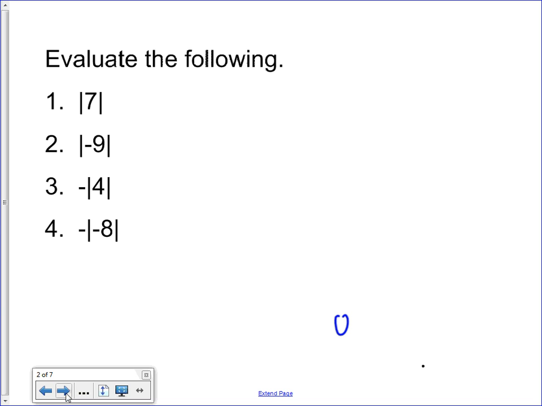So hopefully for the first one, absolute value of 7, we know that 7 is 7 away from 0, so we just get a 7. Number 2, it says the absolute value of a negative 9. How far is the negative 9 away from 0? That would be a 9. Number 3, if I have the negative of the absolute value of 4, hopefully we can realize that that's going to give us a negative 4. And the last one, number 4, the opposite or negative of the absolute value of a negative 8, is going to give us a negative 8.